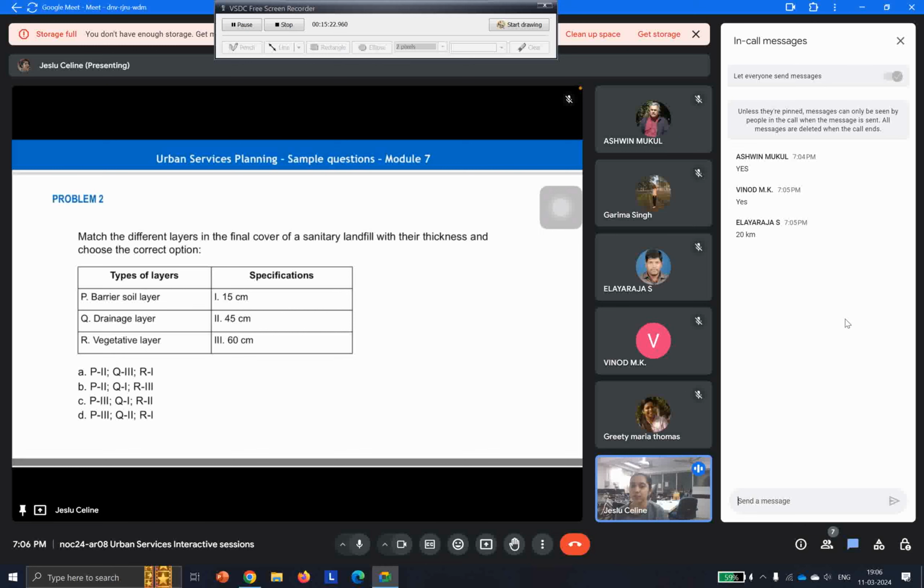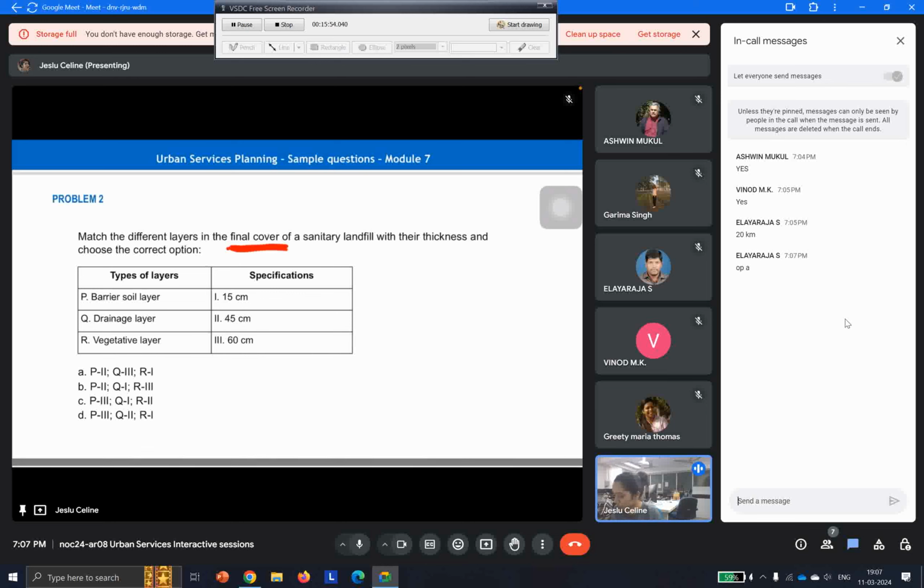Match the different layers in the final cover of a sanitary landfill with their thickness and choose the correct option. So we have different layers in the final cover. We're talking about the final cover, not the main landfill, the final top cover of the landfill. The different types of layers given are barrier soil layer, drainage layer, vegetative layer. And the specifications are given in the sizes 15 centimeter, 45 centimeter, and 60 centimeter. So, somebody says option A.